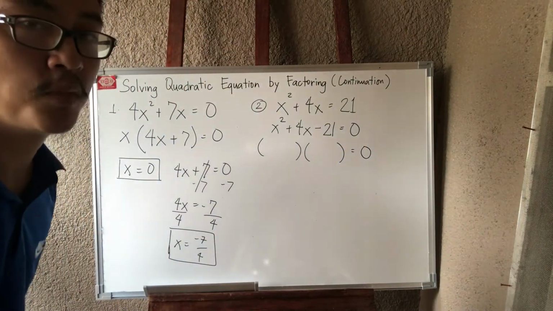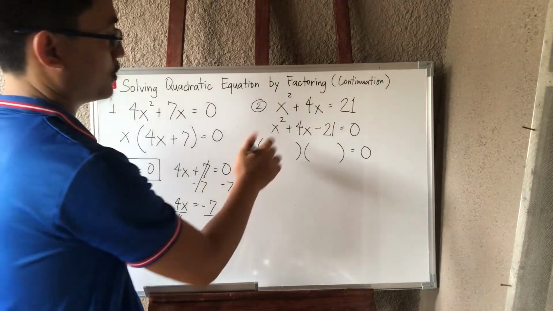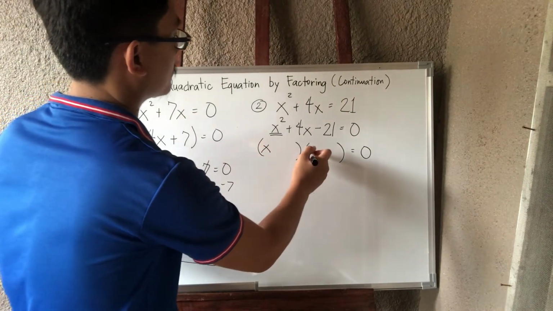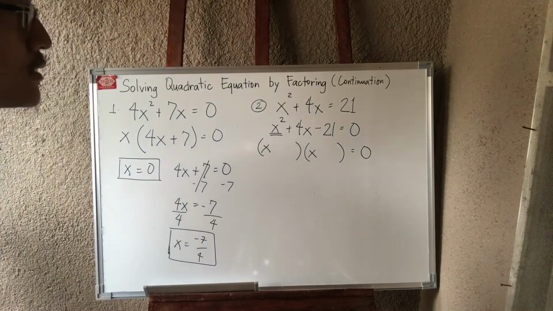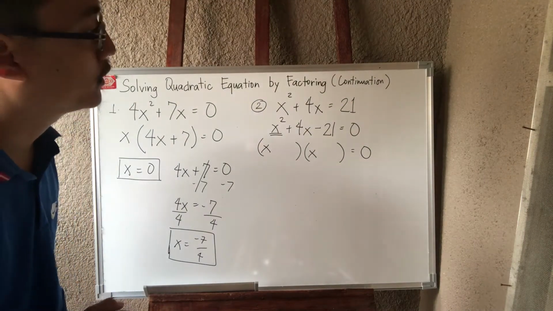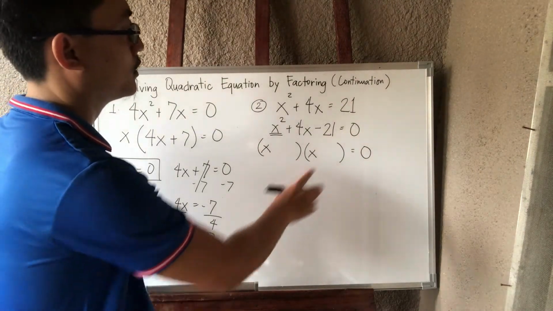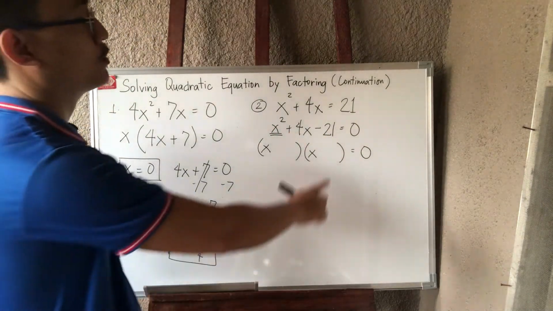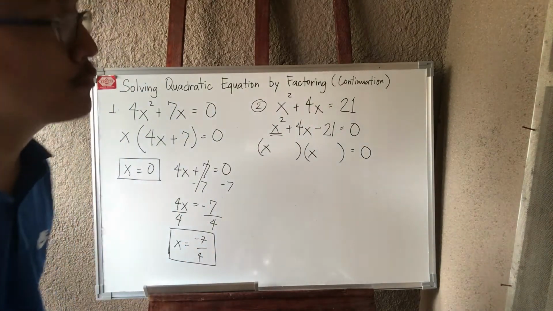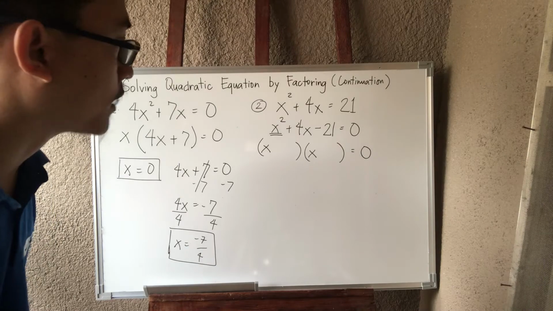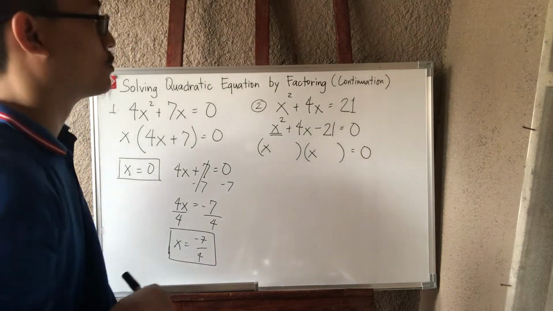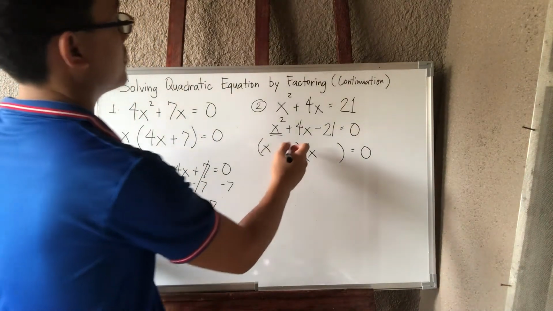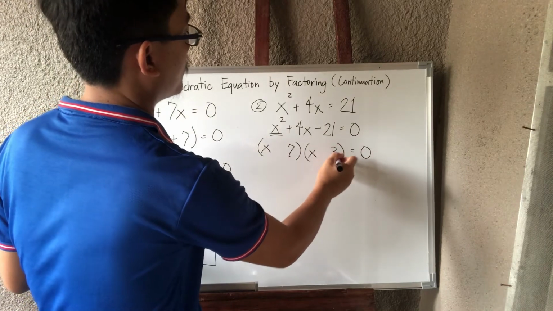So when factoring, it looks like this: two parentheses equals 0. We get the factors of x squared, which is x. Okay? Next are the factors of 21, whose sum is positive 4. So what numbers, when multiplied, give negative 21 and, when added, give positive 4? Most likely, the applicable factors of 21 are 7 and 3.